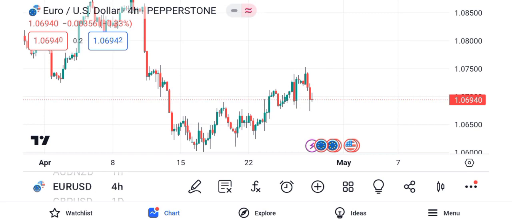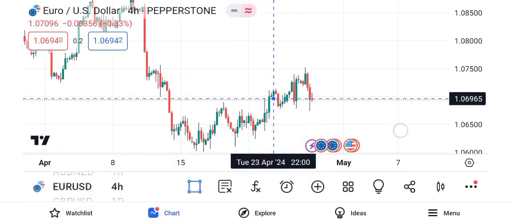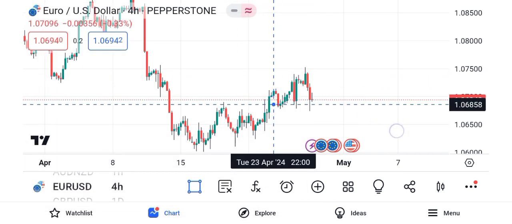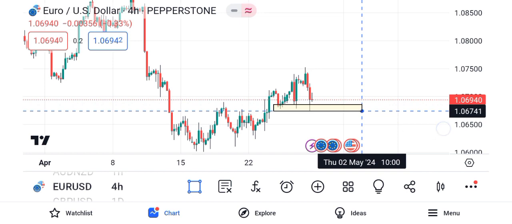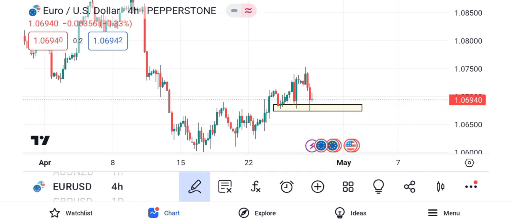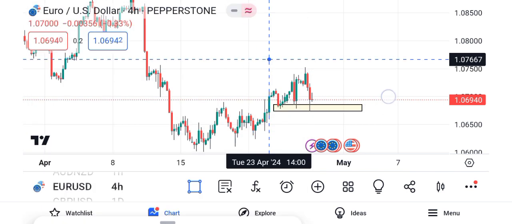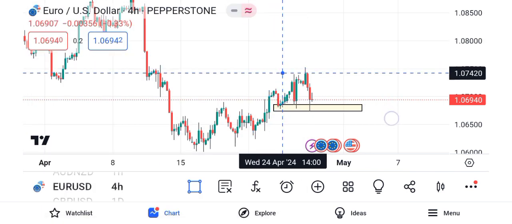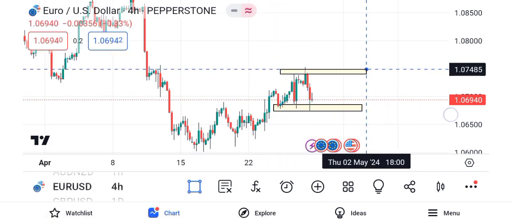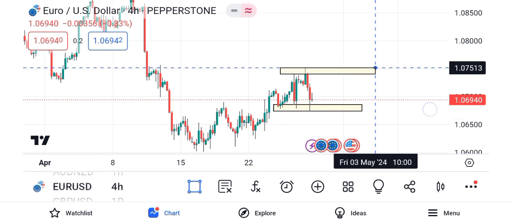Starting with EURUSD, we notice that EURUSD is currently bullish. So now, since the market is bullish, we will be looking for buying opportunities in the market, and we are going to spot our key levels. So for our key levels, we have a zone of interest here, a zone of interest here, and we also have another zone of interest here. So we have these zones of interest here.